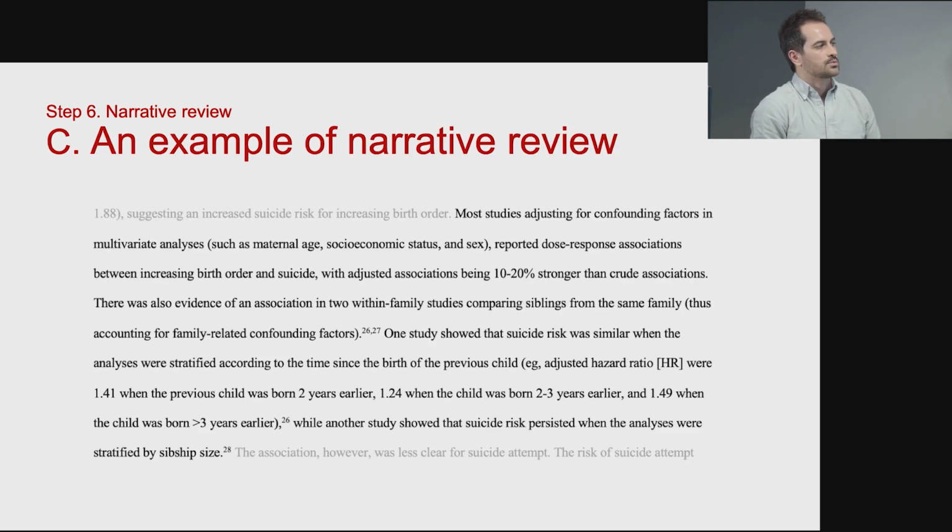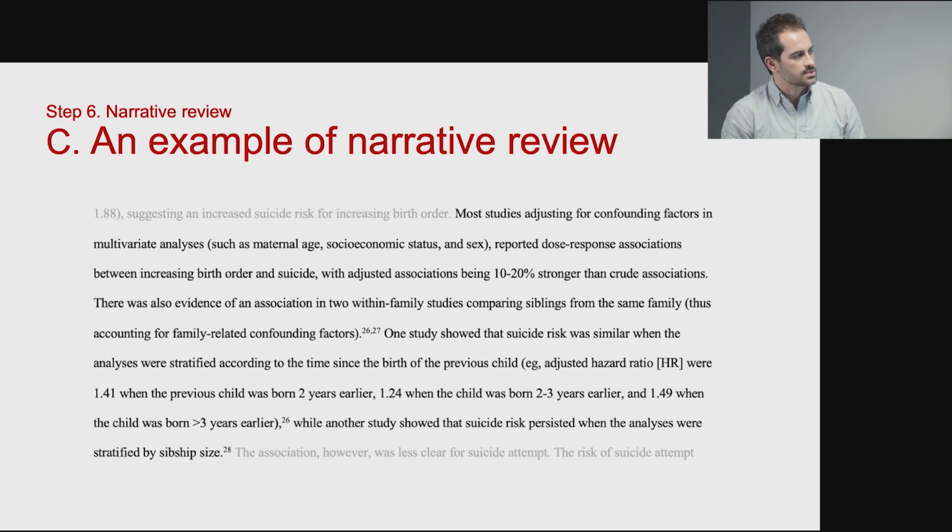An example, here we wrote: most studies adjusting for confounding factors in multivariate analysis reported a dose-response association between increasing birth order and suicide, with the adjusted association being 10-20% stronger than the crude association. All this is just a qualitative element that you can use.